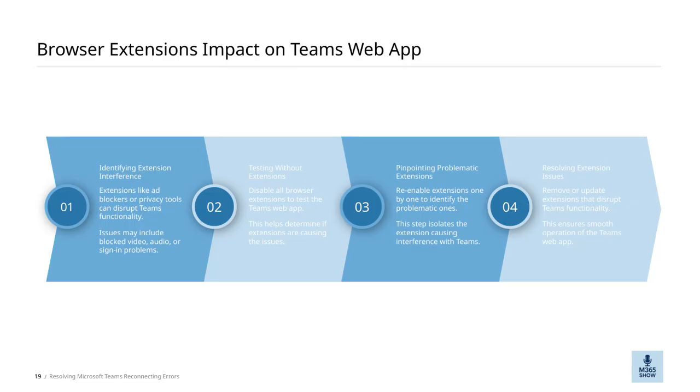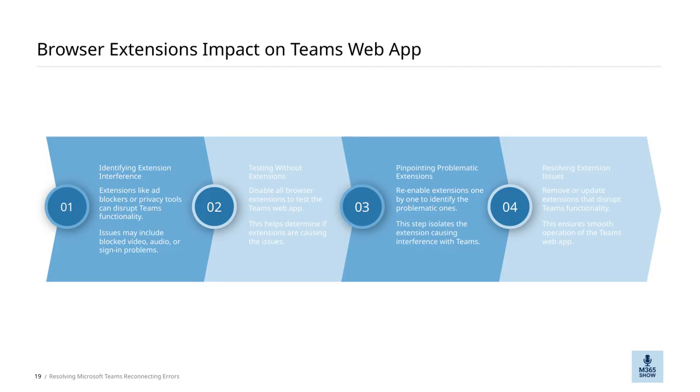Let's talk about how browser extensions can impact your experience with the Teams web app. Extensions like ad blockers or privacy tools are great for customizing your browsing, but they can sometimes interfere with how Teams functions. You might notice issues like videos not playing, audio problems, or trouble signing in. The first step to troubleshoot is to disable all your browser extensions temporarily. This helps us see if extensions are causing the issues. Once disabled, test Teams to see if the problems persist.